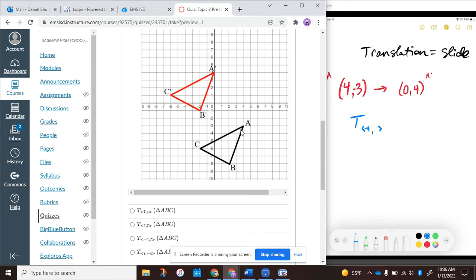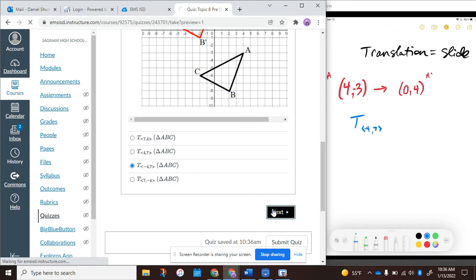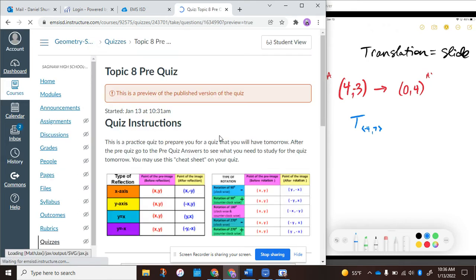And since we went from -3 up to +4, we moved up by 7 units. So this would be a positive number. This is the notation that we're looking for. We're looking for -4 and +7 as our 2 numbers attached to that translation. And that's what we got right there. Go on to the next one.